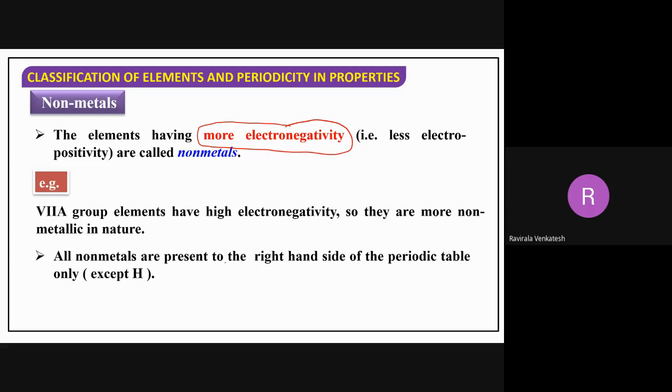All non-metals are present on the right hand side. Generally, non-metals are present in the P block elements. The P block is present on the right hand side. Except hydrogen, which is also a non-metal. Of course, hydrogen will lose an electron. Hydrogen will gain an electron also. That is different. But when hydrogen gains one electron, what happens? It will get hydride H-, which is a helium configuration, 1s2 configuration. So hydrogen is also a non-metal, right?